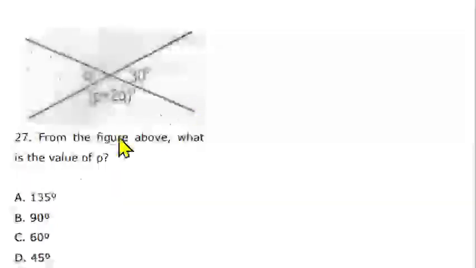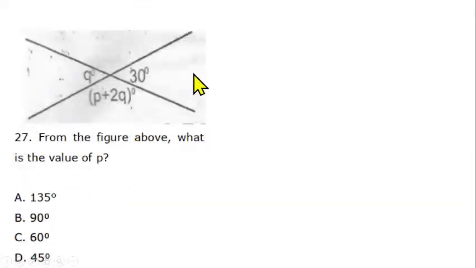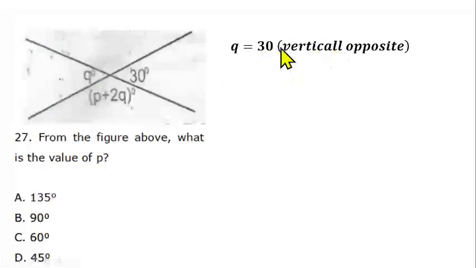27 is from plane geometry as well, in this case parallel lines. So we have to find from the figure the value of P. We know that there is a relation between angle Q and angle 30 degrees. So angle Q is 30 degrees, vertically opposite. Then you can know that there is a relation between this angle here and this angle 30 degrees as well, which is the angle on a straight line.